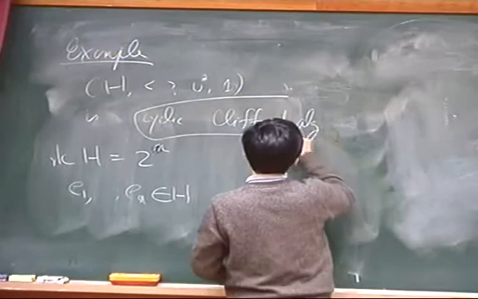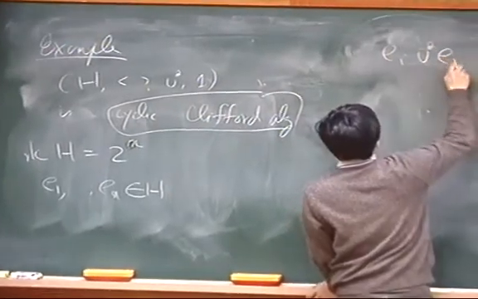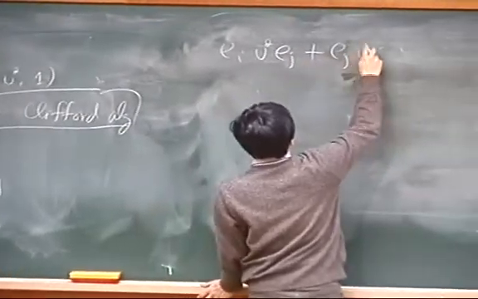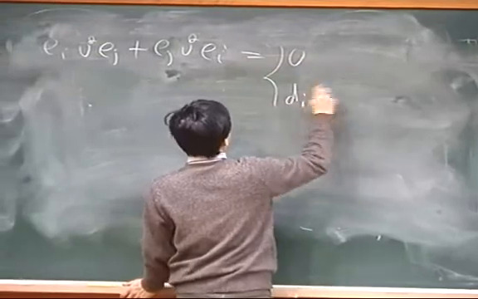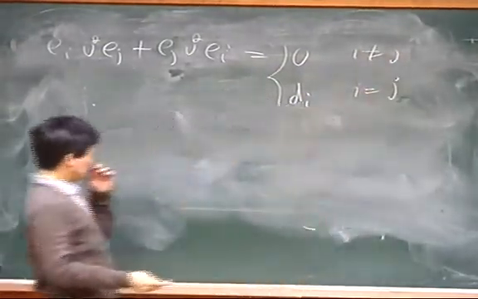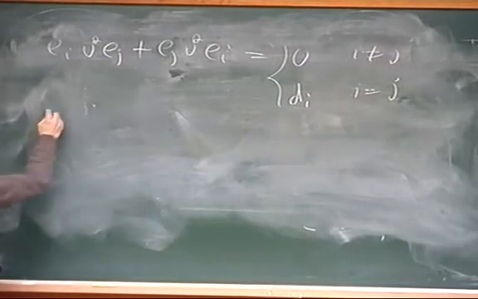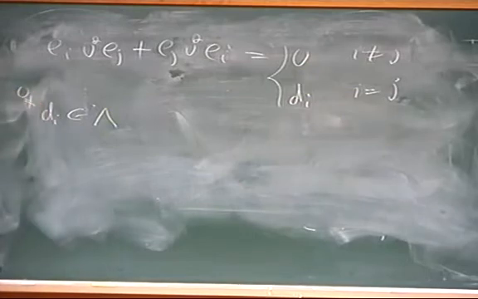The defining relation is EiEj + EjEi is 0 in the case i is not equal to j, and if i is j, it is this di. And di is some number in lambda, and usually I want to assume it is non-zero. So this is the famous Clifford relations.